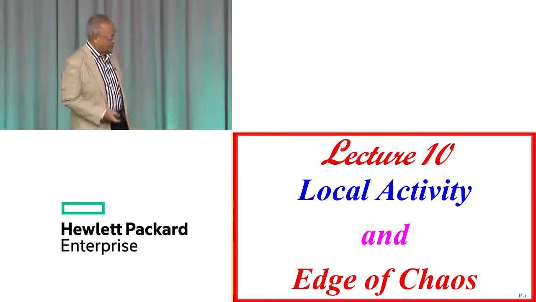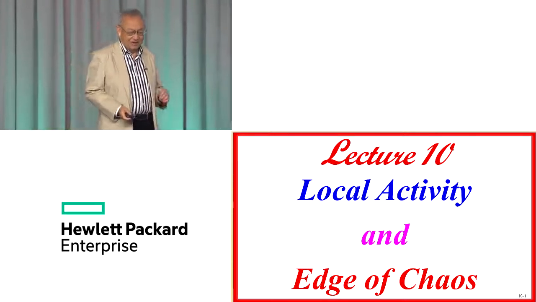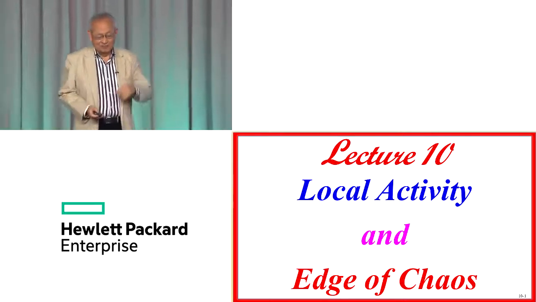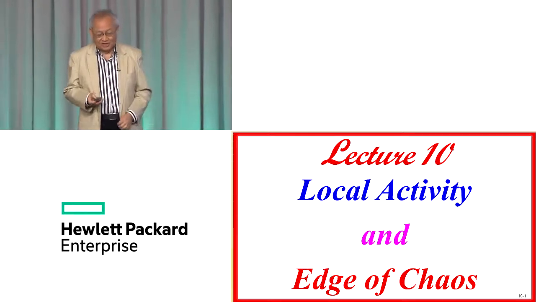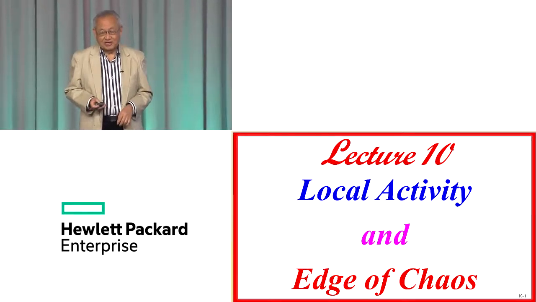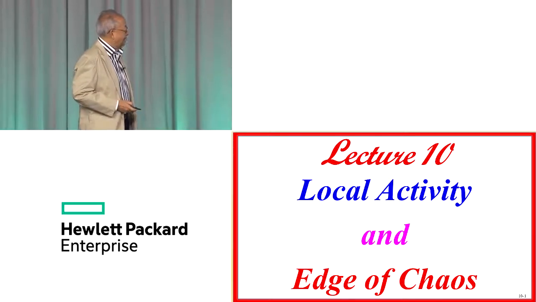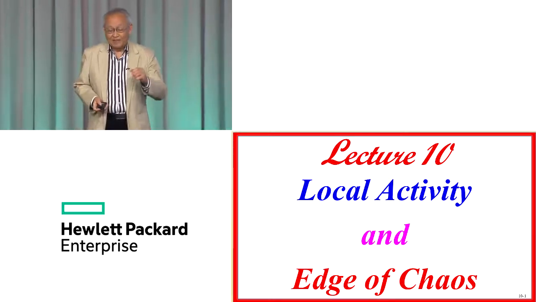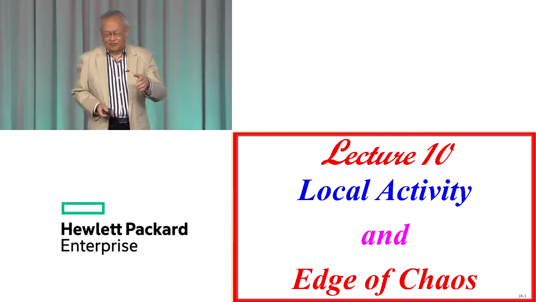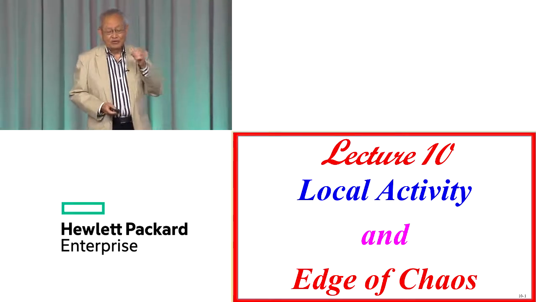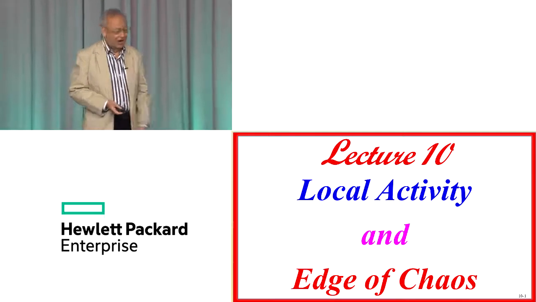Well, today I'm going to talk about really the solid stuff that we've been plugging along. It's called local activity, edge of chaos, and if there's something deeper than anything, this is it. But obviously, I developed this theory for over 20 years. I'm not going to be able to give you the details in 1 hour.